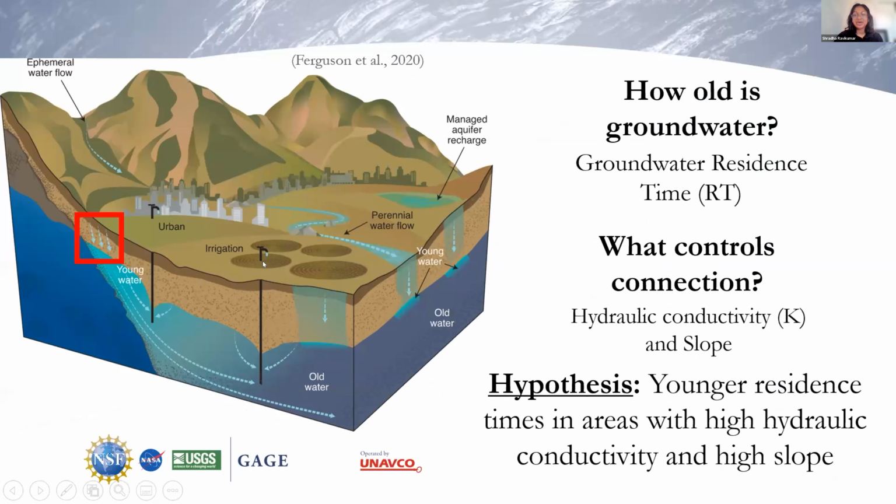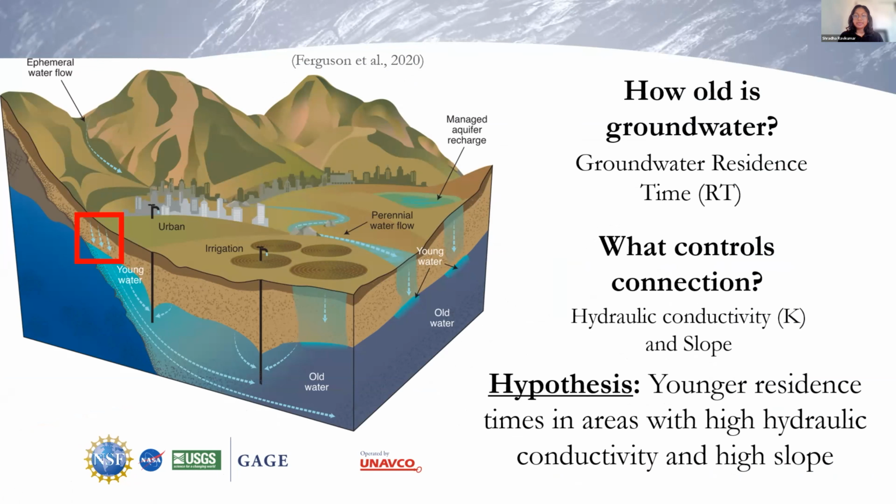So how exactly do we go about doing that? Well, we have to ask ourselves two important questions. First off, how old is the groundwater? And to know that, we can use chemical tracers in the water to calculate a quantity called groundwater residence time, which describes how many years on average that a sample of water has been within the subsurface.